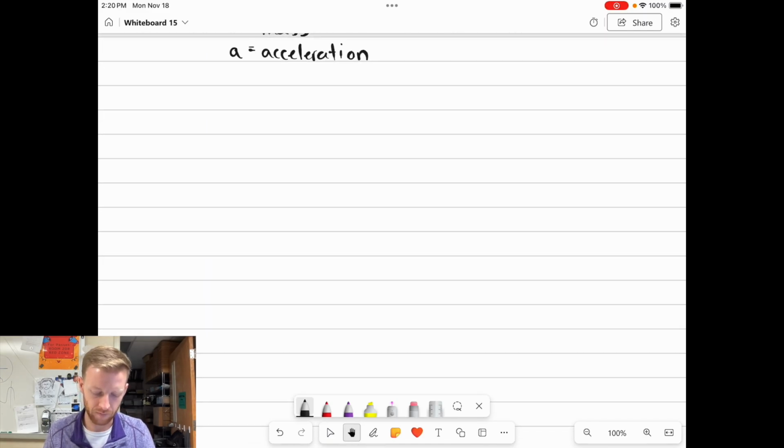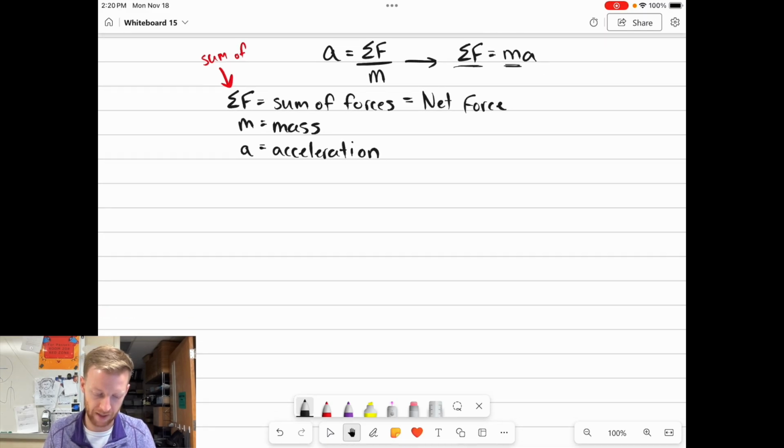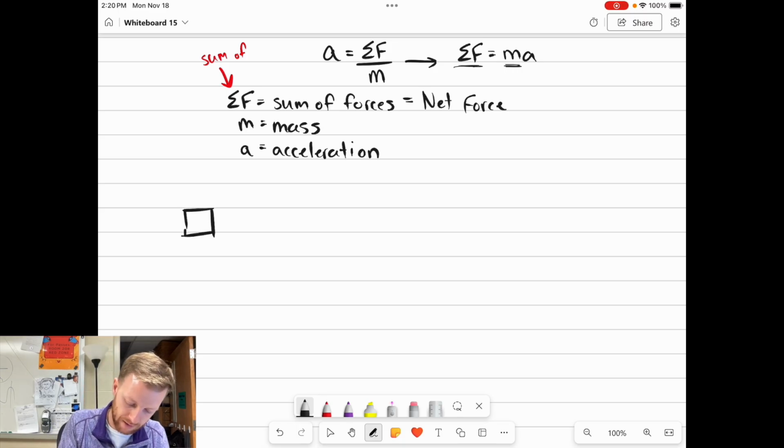Now, let's look at a problem here. I'm going to keep that force up there at the top for us. So I'm going to have a box here. This box is going to have a mass of 2 kilograms. Gravity down here is going to be 20 newtons. We know that from mg. Normal force is going to be equal at 20 newtons. I have a force to the right of 30 and a force to the left of 15 newtons.